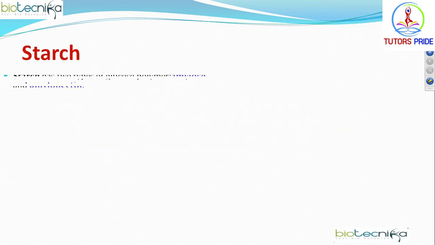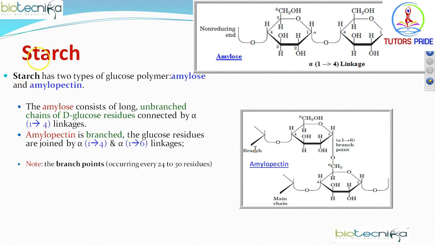And about starch we'll also see different properties. Starch has two types of glucose polymers, amylose and amylopectin. As I told you, a polysaccharide is formed from different monosaccharides, and it may contain a maximum of two different types of monomers in a homopolysaccharide. But in the case of a heteropolysaccharide, it contains more than two different monomer units.